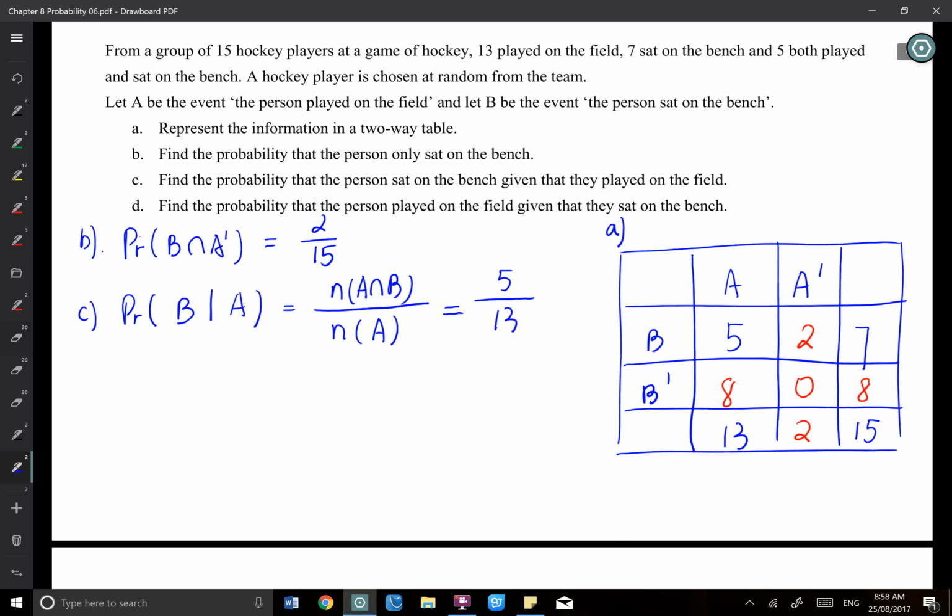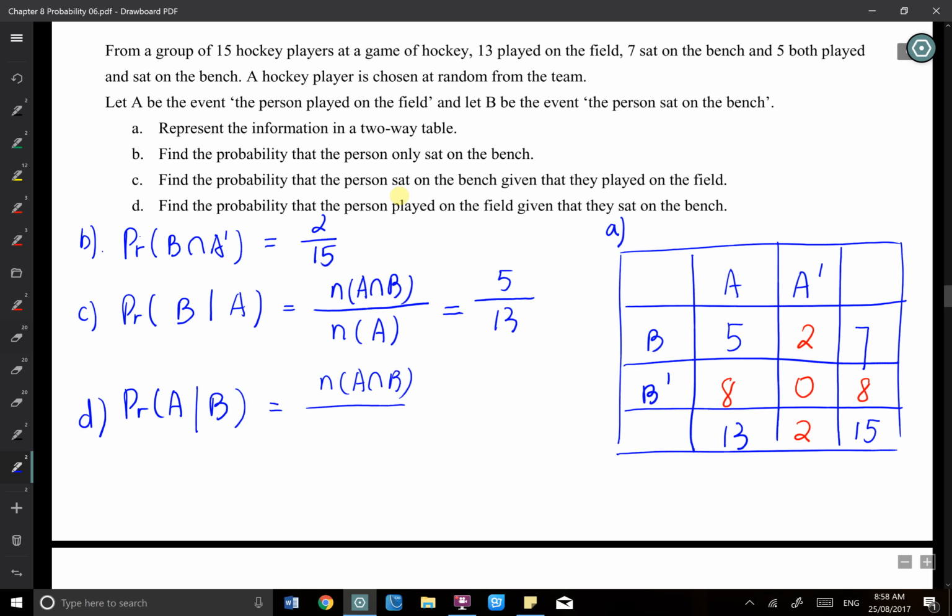That's C. Okay, D. Find the probability that the person played on the field. So the probability of played on the field, given that they sat on the bench. Given sat on the bench. So that's the number of A intersects B again, divided by the number of B. The intersection is still 5, and B is 7. So 5 on 7. So this also needs to be in fraction form.